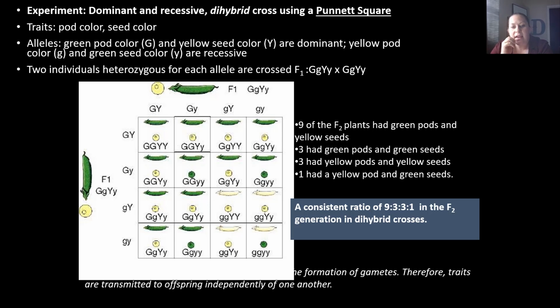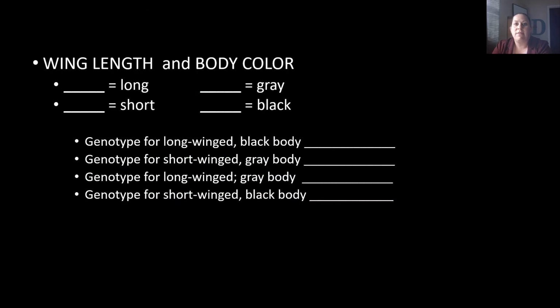So guys, the big thing here is that this brings into effect all the laws that Mendel talked about. We have the law of segregation, we have the law of independent assortment, and we also have the law of dominance, all shown here in this particular Punnett square. So let's do one more example of a dihybrid cross.